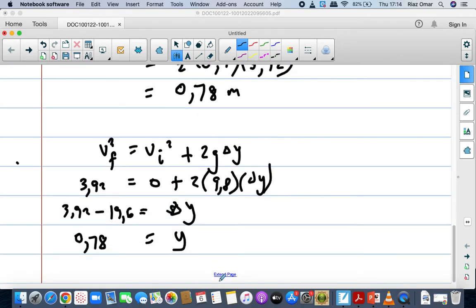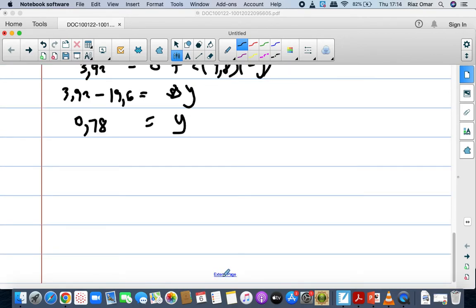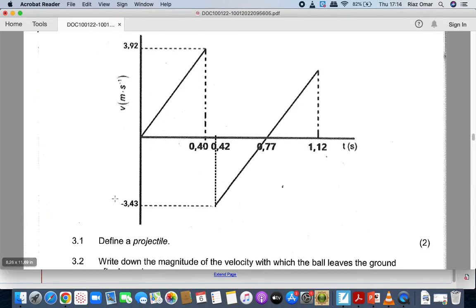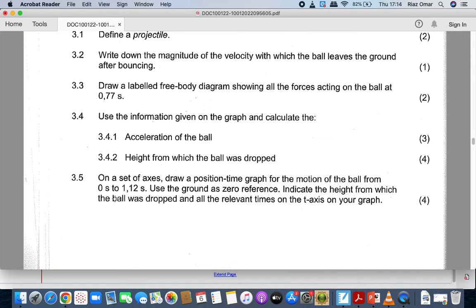3.4.2. Alright, going on, 3.5. On a set of axes, draw a position time graph for the motion of the ball from 0 to 1,2 seconds. Use the ground as a zero reference, indicate the height from which the ball was dropped, and also the time on the t-axis of your graph. So you need the time on the t-axis on your graph.